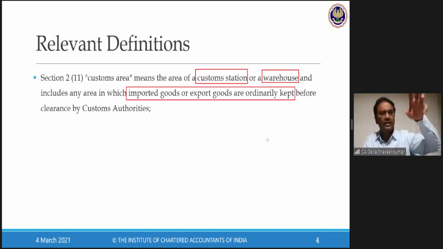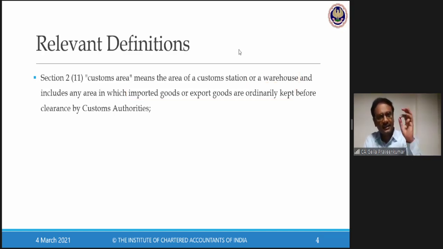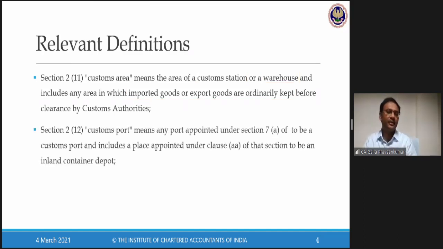Now, these are a couple of activities. If the goods are stored in an area which is controlled by the customs authority, I call that area a customs area. Now, friends, this is a definition for your knowledge purpose, not from your exam point of view.